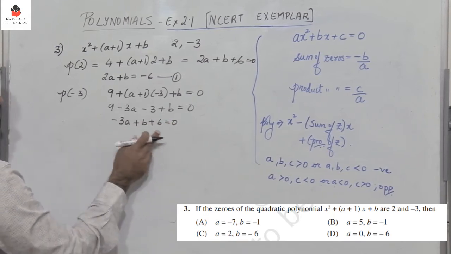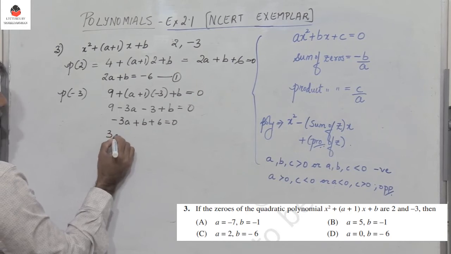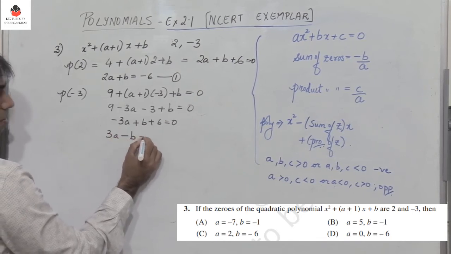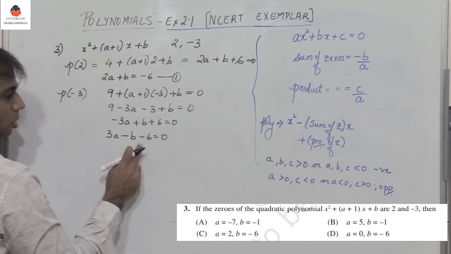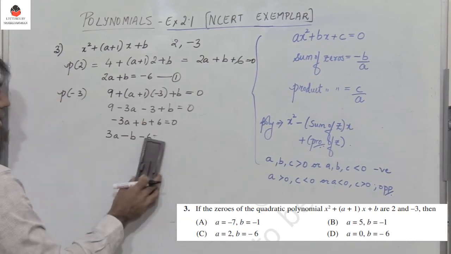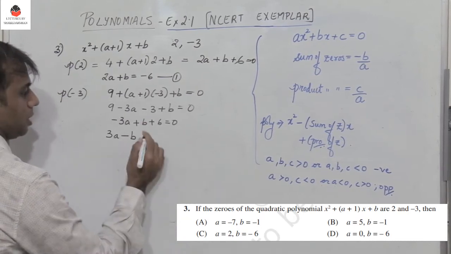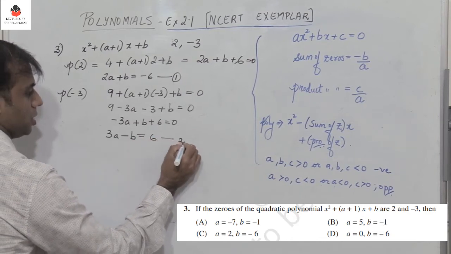Alright, so now let me take minus sign throughout. So I get 3A minus B minus 6 equal to 0. Or if I take this 6 to the other side, it becomes plus 6. So this is equation 2.